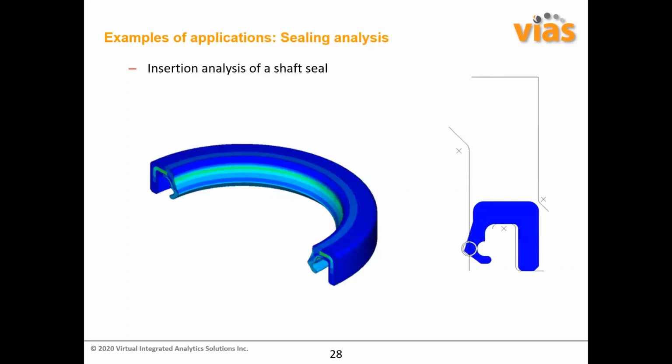And then it's a shaft seal, a very prevalent type of problem in the oil and gas industry. So this is a rubber shaft seal, and it has a hyperelastic material. Then there's contact also involved. So once it is installed into place, it's a completely nonlinear problem.